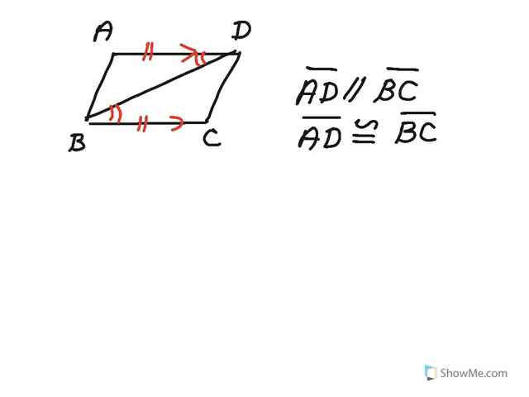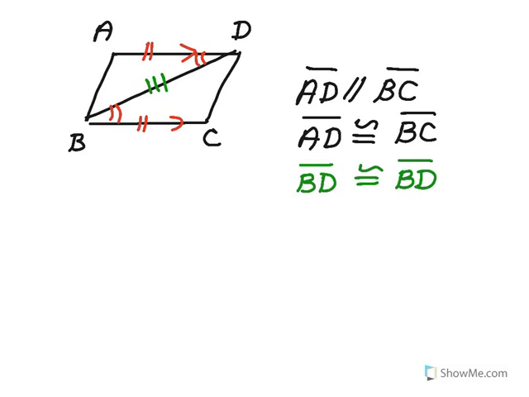Now, the third piece of information I need is what I can see, that this segment in the middle, BD, is common to both triangles. If I was listing this in a proof, this would be the side that I needed. I would say BD is congruent to itself using the reflexive property. So now I have the two triangles congruent.